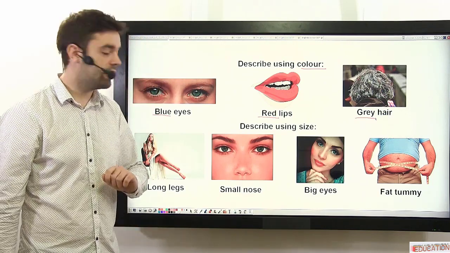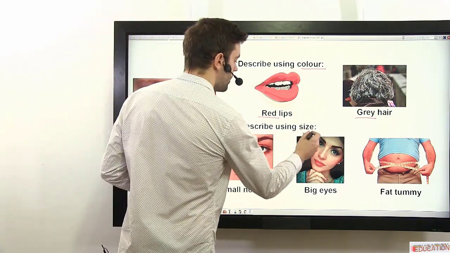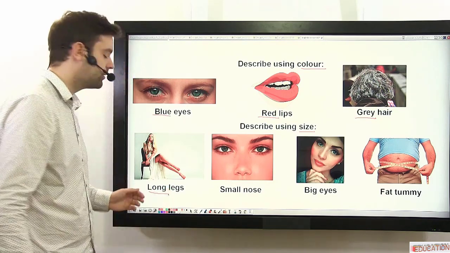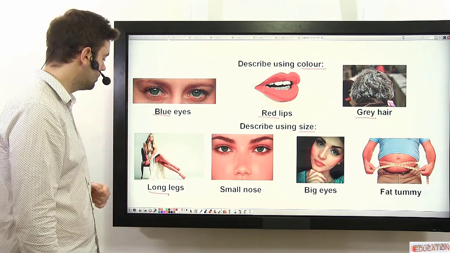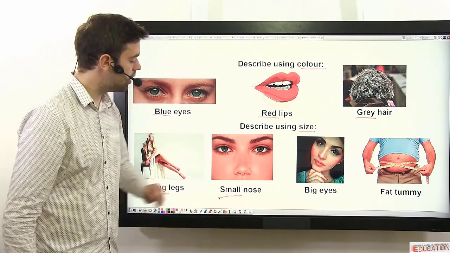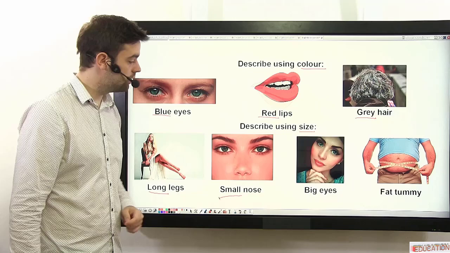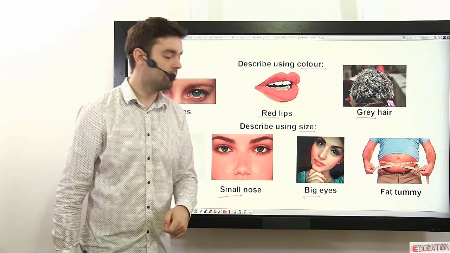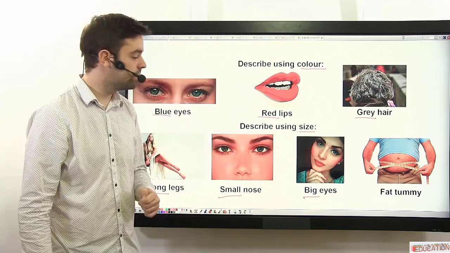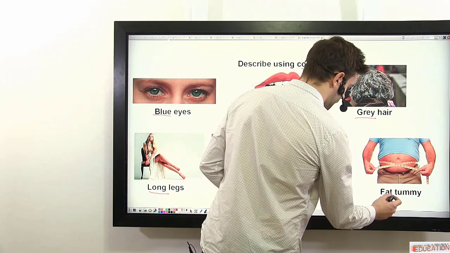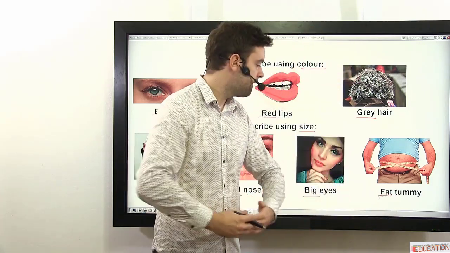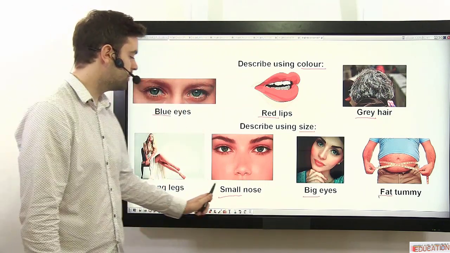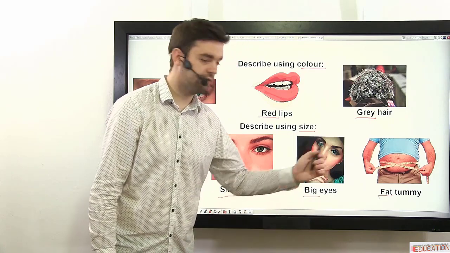Okay, now let's try describing using size. Long legs. Small nose. Big eyes. Fat tummy. So we have long legs, small nose, big eyes, and fat tummy.